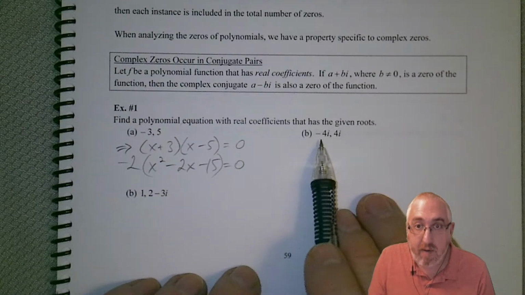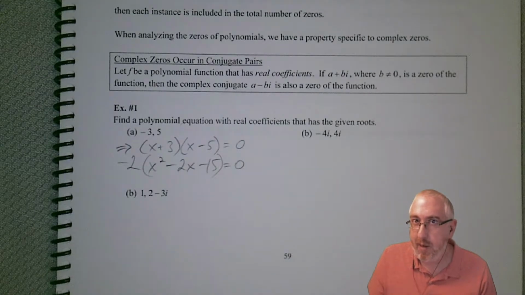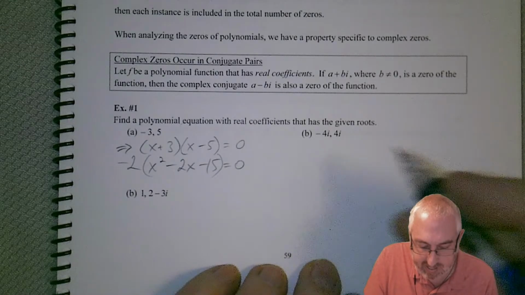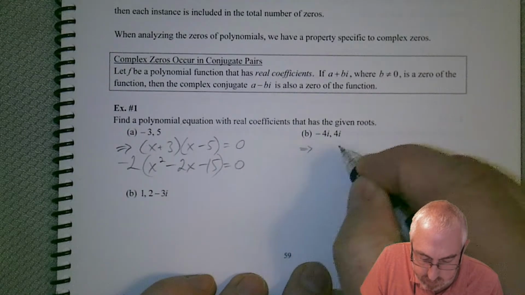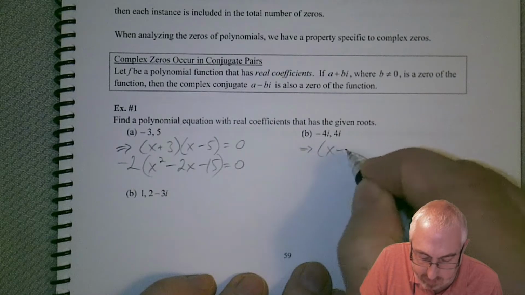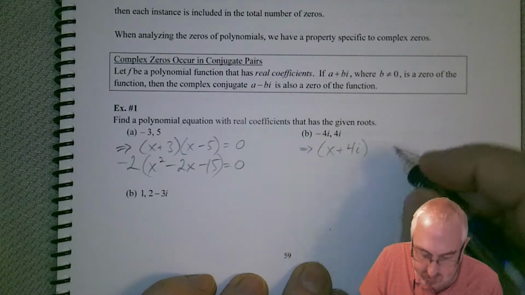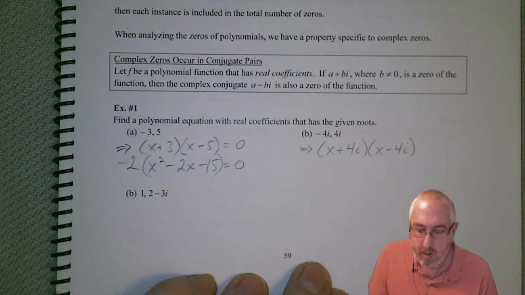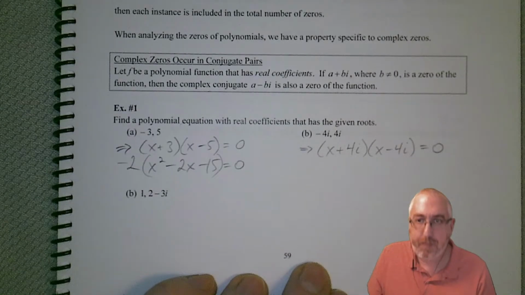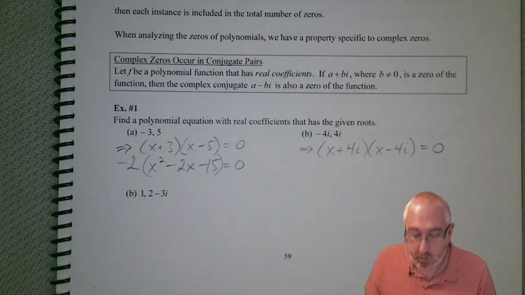So when we have a -4i and a +4i, how do we get our polynomial from that? It's the same way. It's exactly the same way. So we would write them as factors first. So x plus 4i because of the minus, and then the other one's going to be a -4i. And we can set it equal to 0. All right, and now we got to multiply this all out.